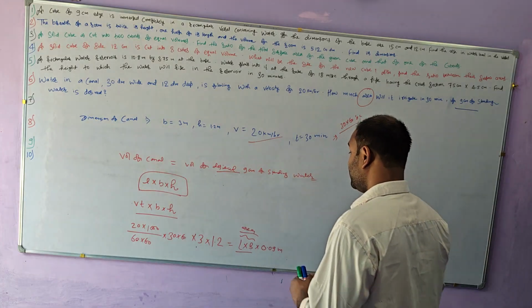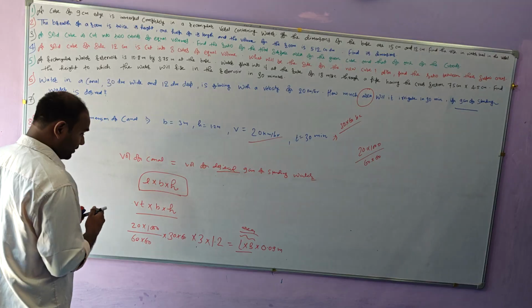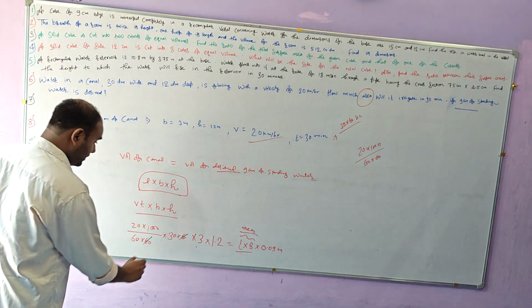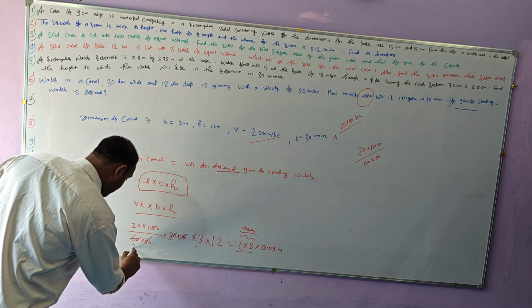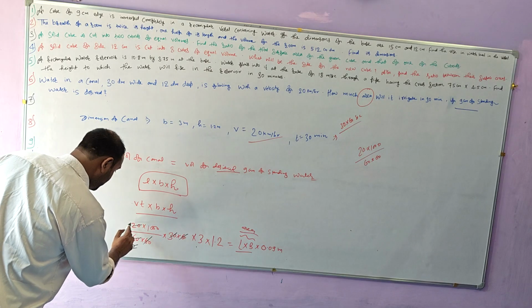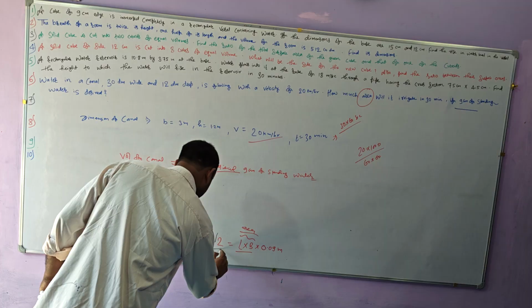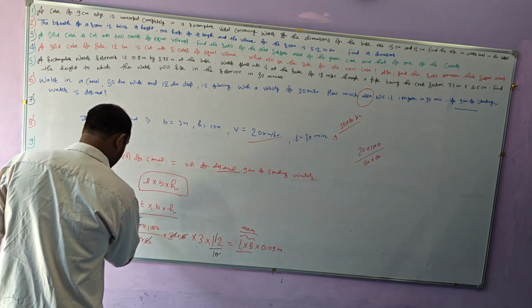So we can cancel out this 60, 60, 30, 2, 10, there is also 10, 10.